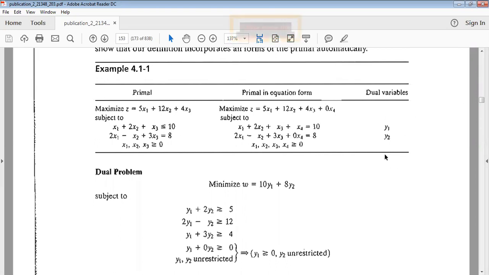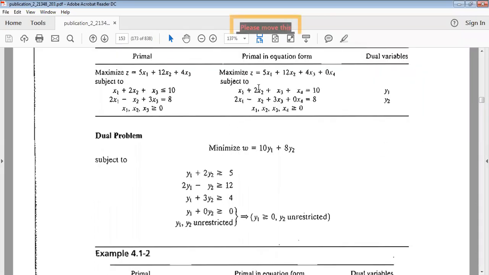The dual variables are y1 and y2, one for each equation. So here it is maximization of z, which means it is minimization of w. W is in terms of y1 and y2. Here the right-hand sides of the equations, 10 and 8, give the dual objective: w equals 10y1 plus 8y2. This coefficient is concerned with y1, and this is concerned with y2.